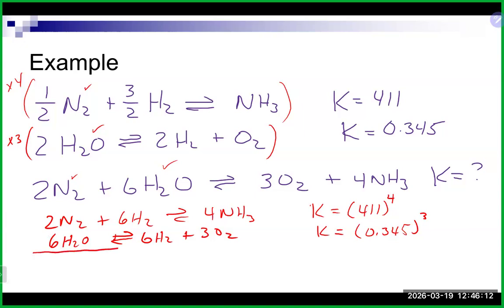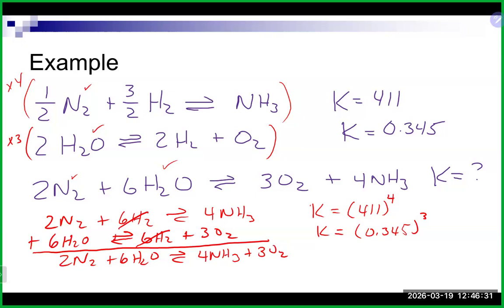I'm out of equations, so hopefully I did this right. So let's see, we should have 6H2s go away. And I think that is it. So we got 2N2 plus 6H2O on the left, and 4NH3 and 3O2 on the right. Again, our K value, I'm just going to arbitrarily call that one 1 and 2. The K value for our overall reaction, because we added it together, K1 times K2.